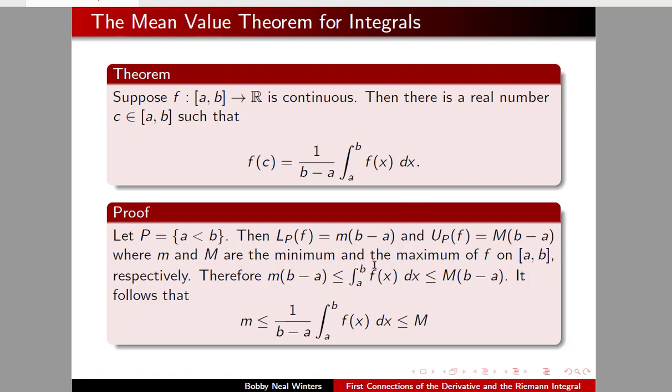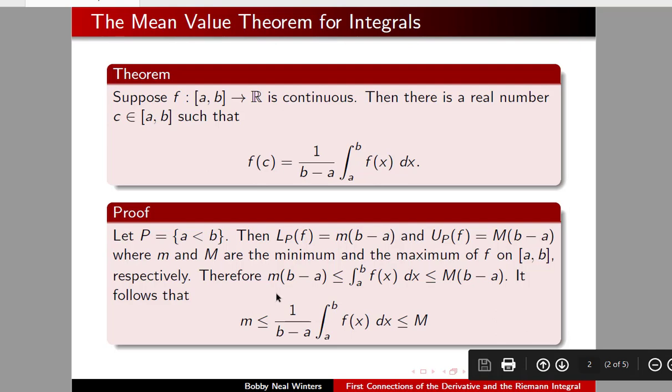Now, to prove this, we're just going to take the trivial partition {a, b}, and we can calculate that L(P, f) is equal to m times (b minus a), and U(P, f) is equal to capital M times (b minus a), where little m is the minimum and capital M is the maximum of the function f on the closed interval [a, b].